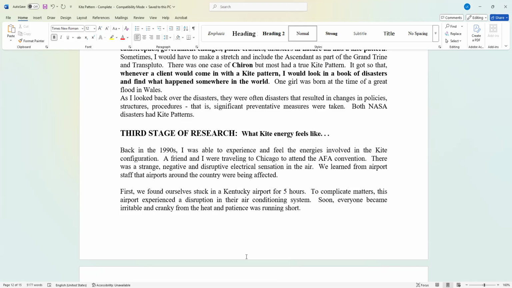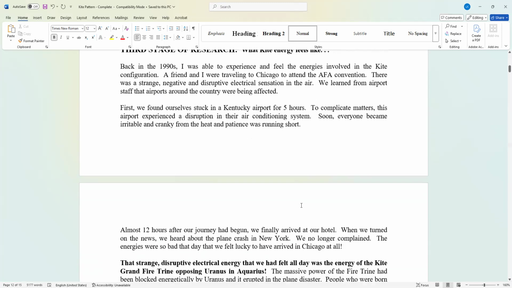And what I noticed, this was back in the 1990s, I was going to an AFA convention in Chicago. And that day when we were leaving, there was a kite pattern involved. And my God, there was just so much disruption, especially with an air sign. It was in the airport. There were so many cancellations. I was stuck in Kentucky for 5 hours. And in the airport, there was a disruption in the air conditioning system, and everybody became kind of irritable and cranky from the heat and becoming very impatient.